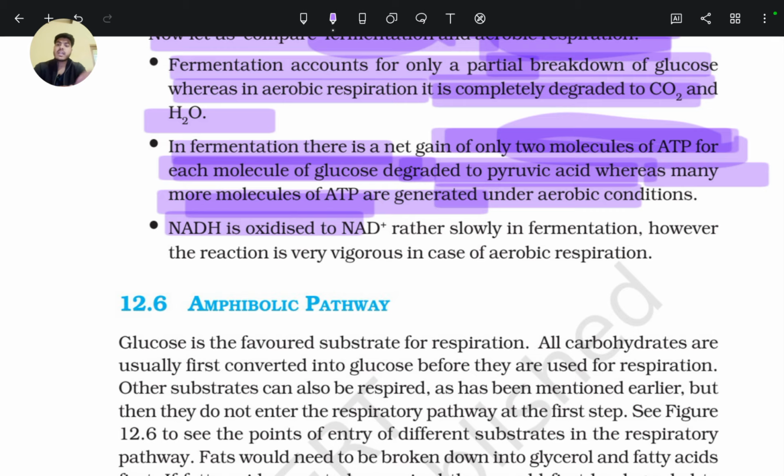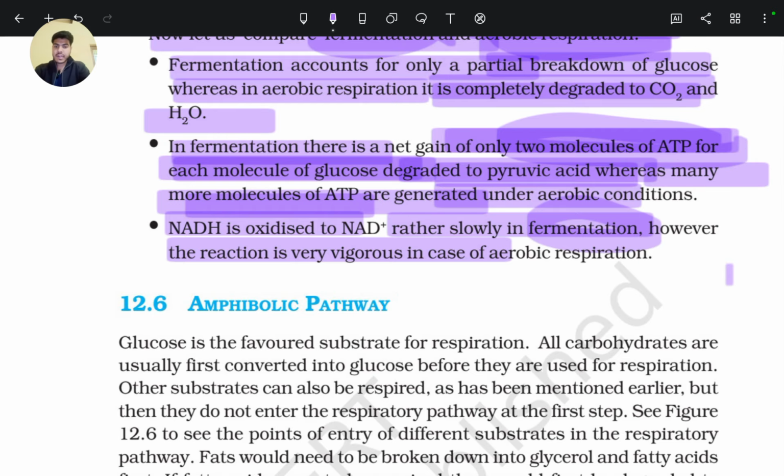NADH is oxidized to NAD plus rather slowly in fermentation, because there is no aerobic respiration, so there is no electron transport system or oxidative phosphorylation. So NADH is slowly oxidized to NAD plus in the fermentation process. However, the reaction is very vigorous or fast.